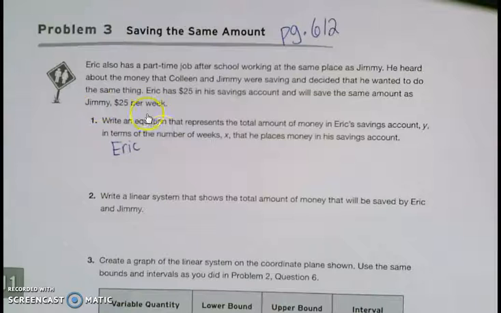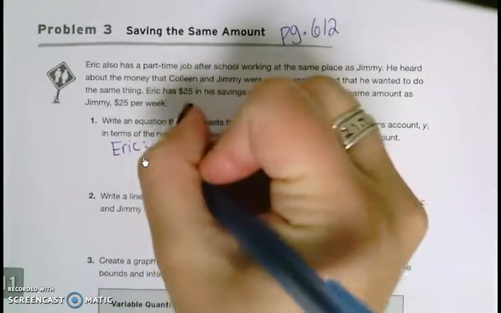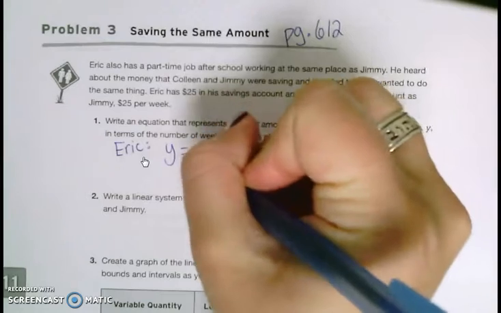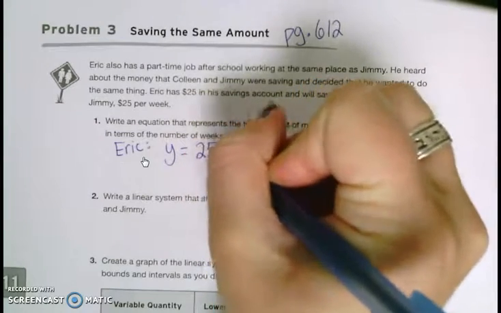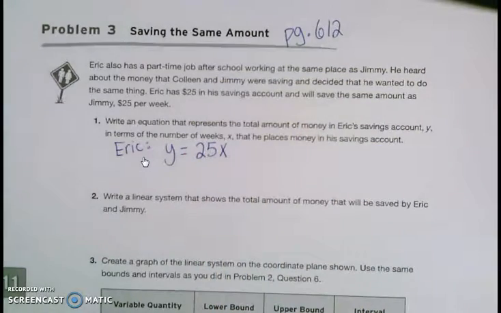So you may not really know what this is talking about yet, but I will go over it. We have Eric, and he has $25 in his savings account, and he's going to save the same amount as Jimmy, which we don't know yet, but it's $25 per week. For Eric, we need to write an equation that represents the total money in his savings account. We're going to have y equals, and we know that he's going to be saving $25 per week. And that's our thing that's going to change.